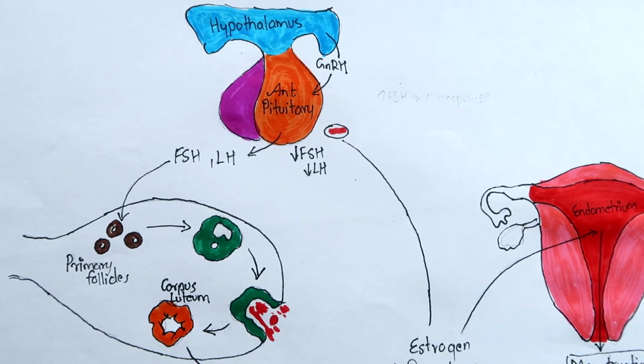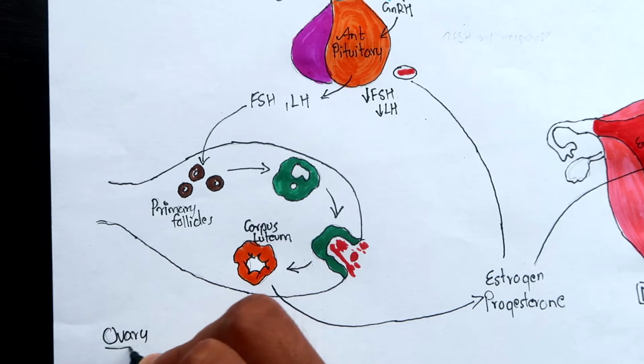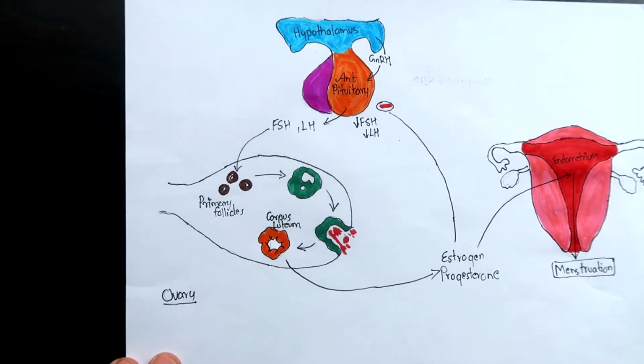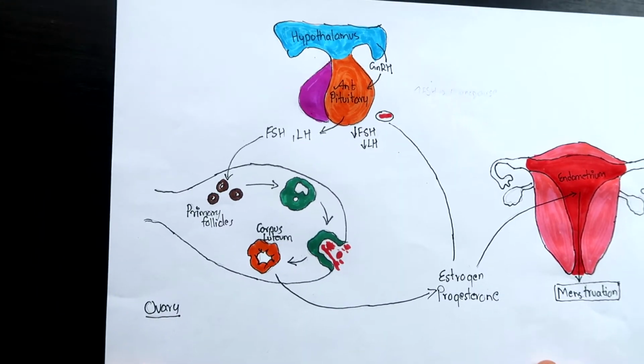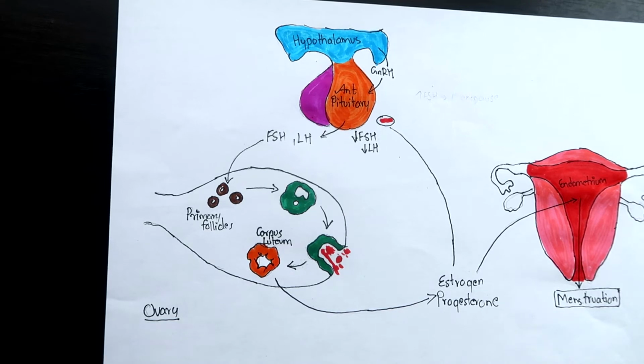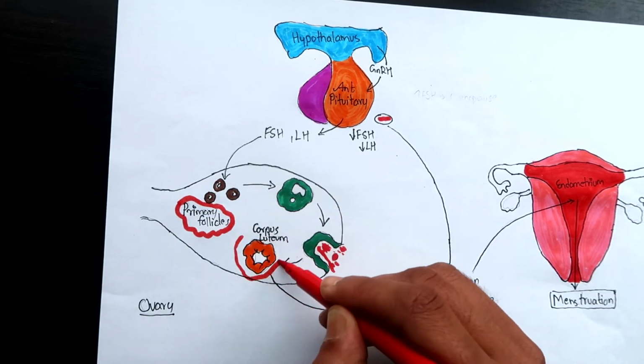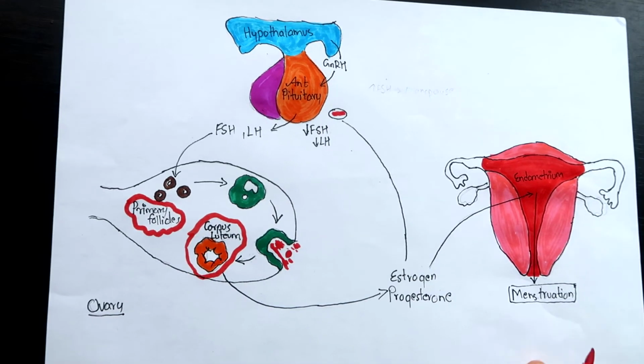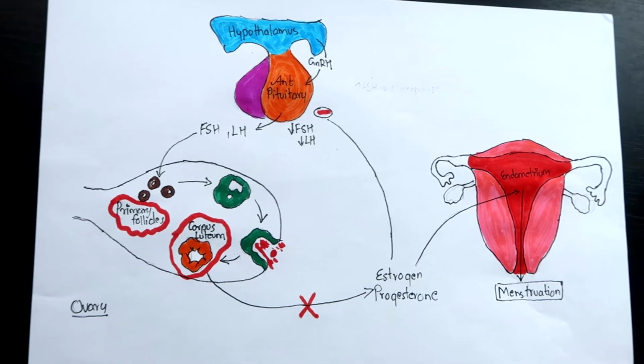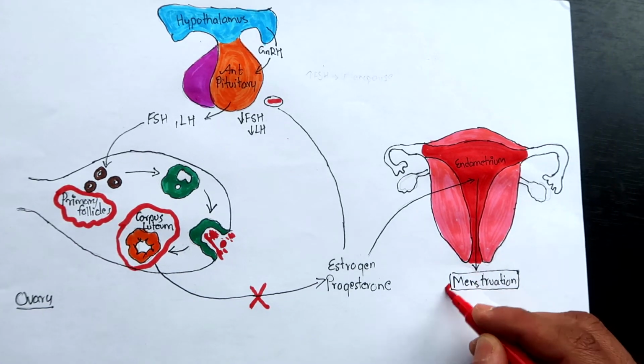During the period of menopause, there is no effective folliculogenesis, that is, the follicles are unable to develop, which means there is no ovulation and the corpus luteum does not form. Hence, the ovary cannot secrete estrogen and progesterone hormones, so the endometrium does not proliferate and hence menstruation does not occur.